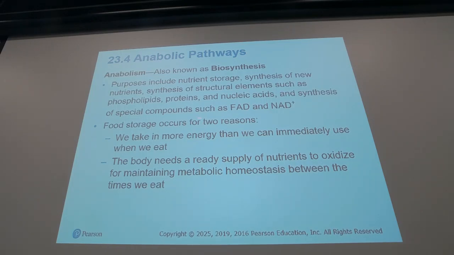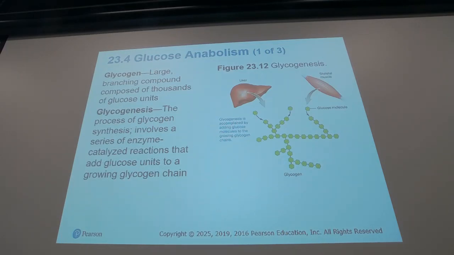So excess of nutrients coming from dietary intake will be stored. And then this storage can be used for later use to produce energy. So then the body needs a ready supply of nutrients to oxidize to maintain the metabolic functions, but the rest, it will store. One of the storage forms that we have is glycogen. Glycogen is a storage of glucose.